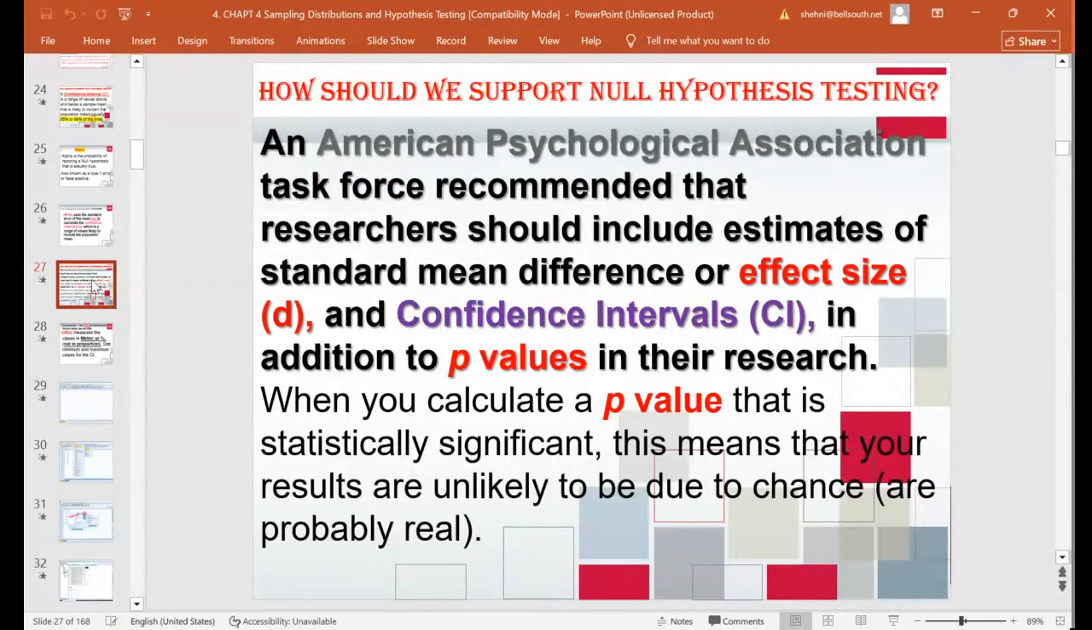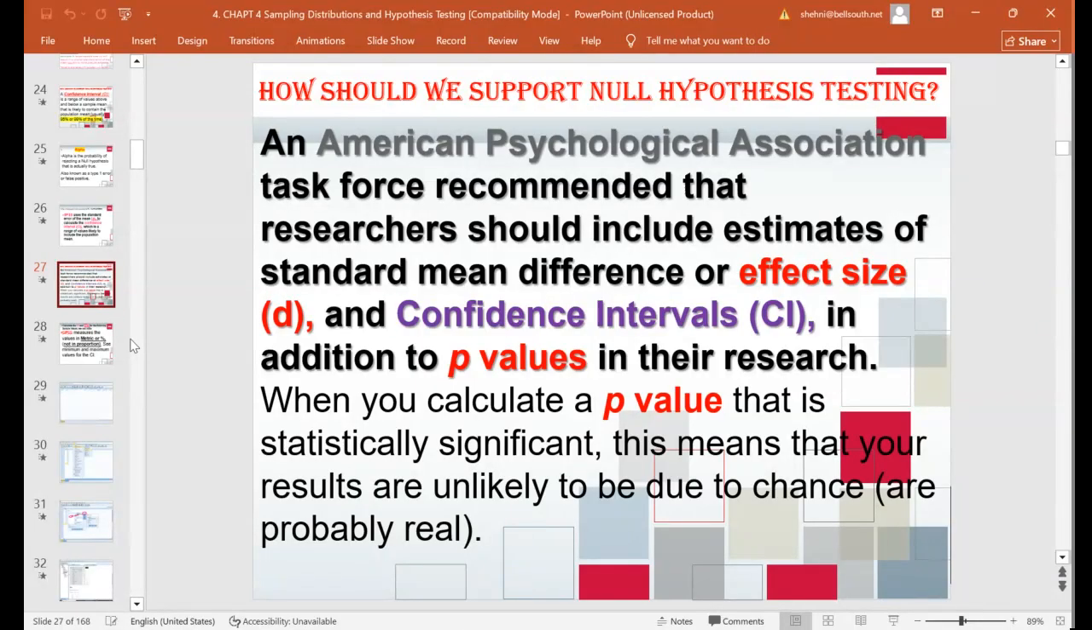Effect size, unlike the standard error, you want that to be large in your research, because effect size is when we reject the null, and it tells us how big the differences are. The difference between treatment group or experimental group, and control group. The larger the differences, the larger the effect size.